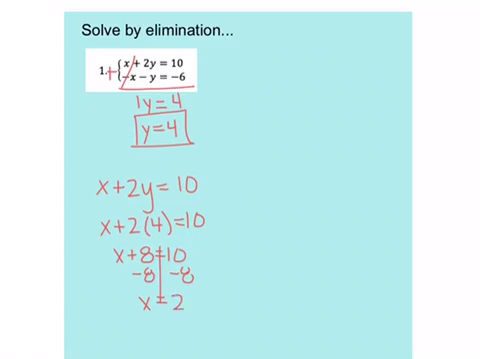So I need to write the solution as the point that it makes. So the point that it makes is the 2, 4 point. That's my final answer.